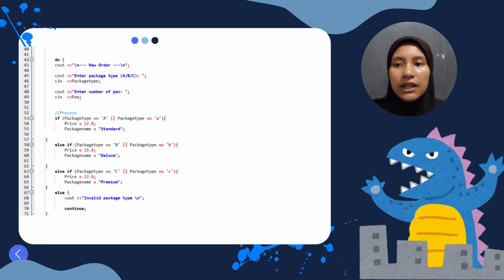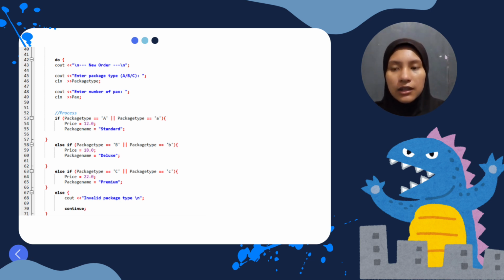Then for the line 52 until 71, it is a process. This process is selection, which is the customer will choose what types of package they want. We use if, else if, and else.